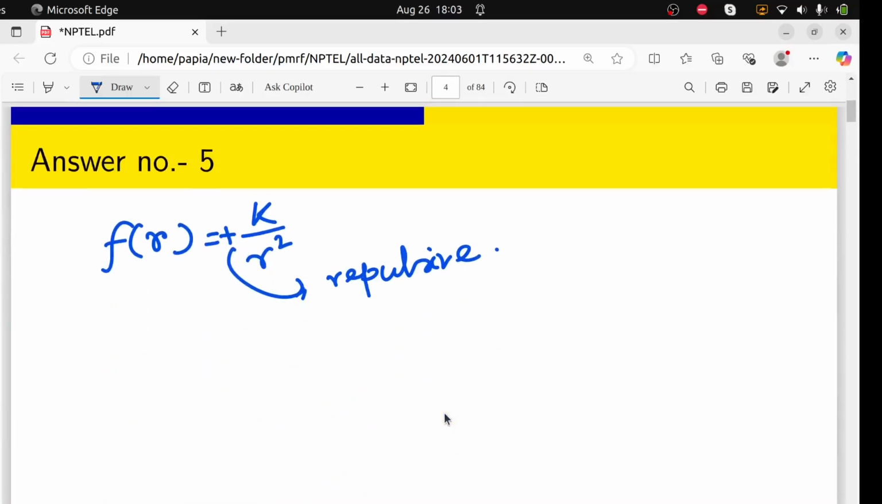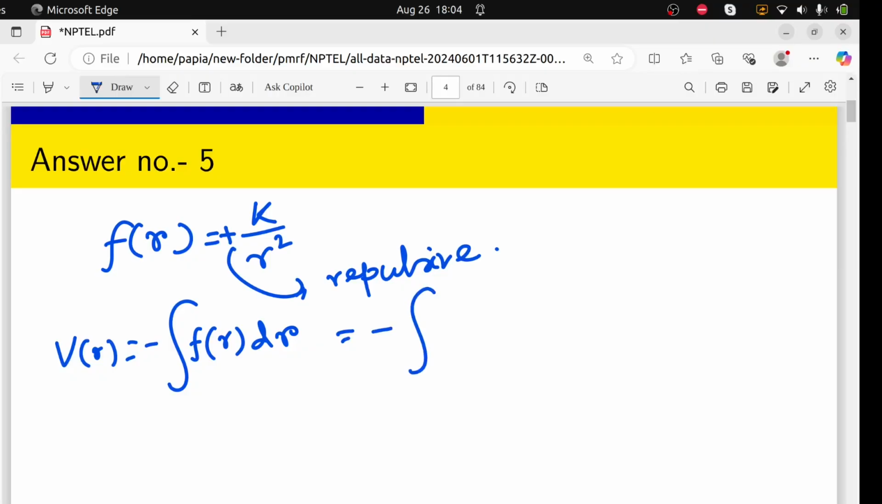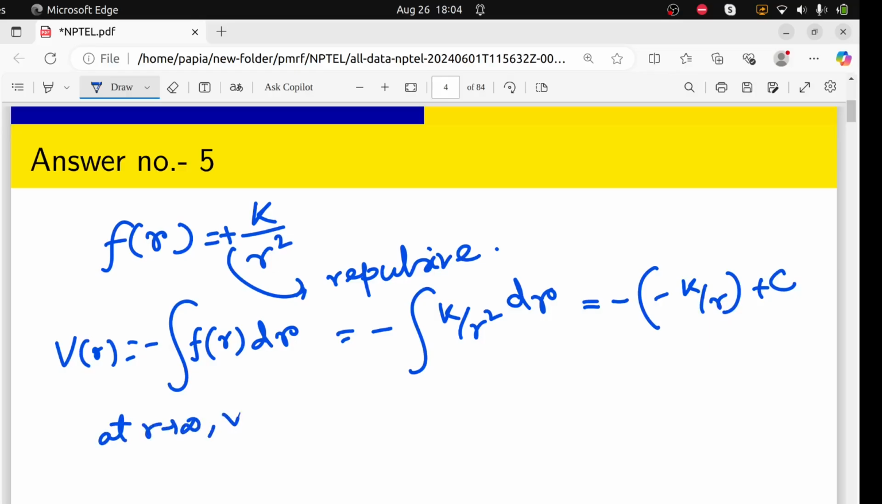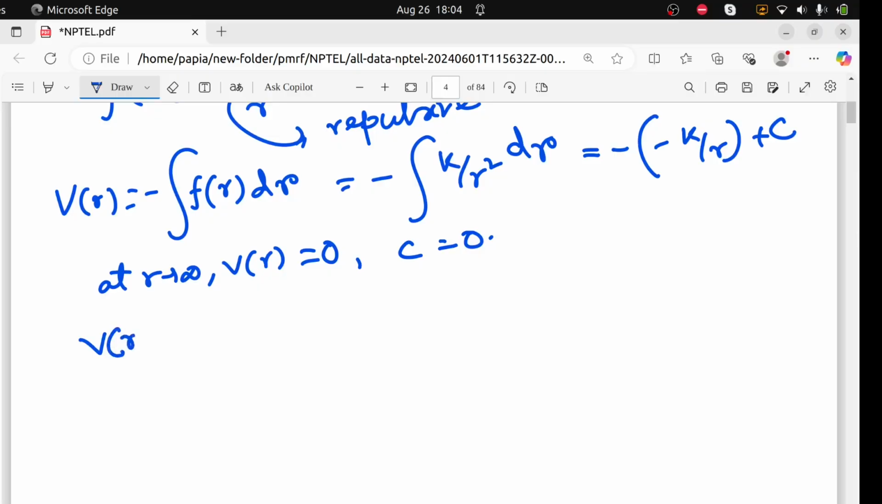Okay, so if I have F(r) as K by r square, then what is V(r)? V(r) is minus integral of F(r) dr. So it will be minus integral of K by r square dr. So it is minus of minus K by r plus C. And you can understand that at r tends to infinity, V(r) is 0, so C is equal to 0. This we all know. So that means our V(r) is plus K by r. Okay, it is plus K by r.